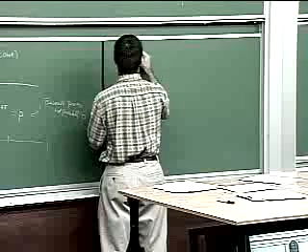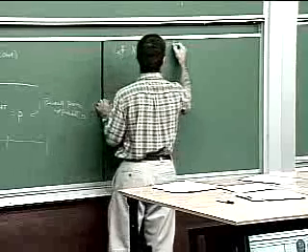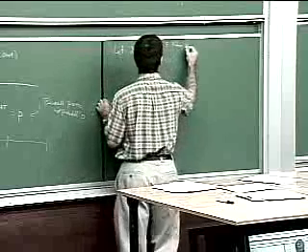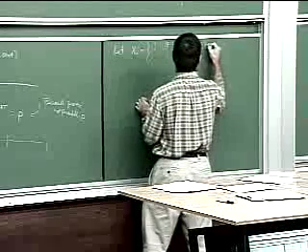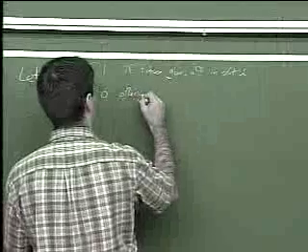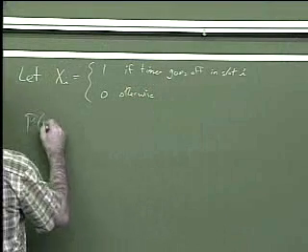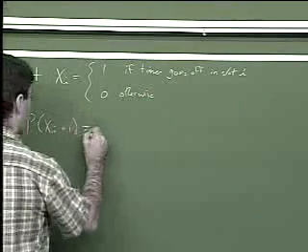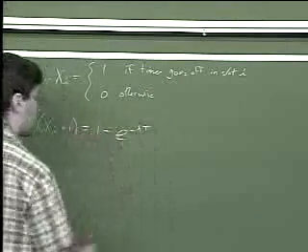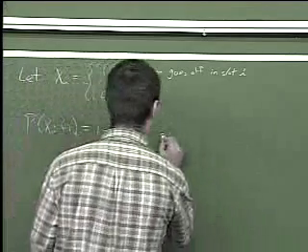Let x sub i be a random variable. It's 1 if the timer goes off in slot i and 0 otherwise. Okay, and all I'm saying is the probability that x sub i equals 1 is 1 minus e to the minus lambda t. So I'm calling this value p.